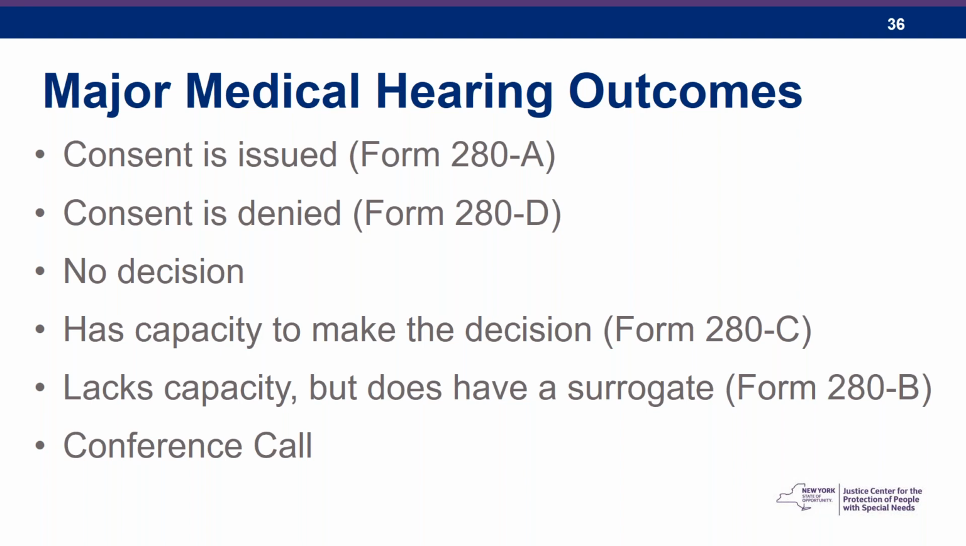We could also find that the person lacks capacity but does have a surrogate. That does not happen very often. I can think of maybe three times in the past five years that that's happened, but it does happen sometimes.